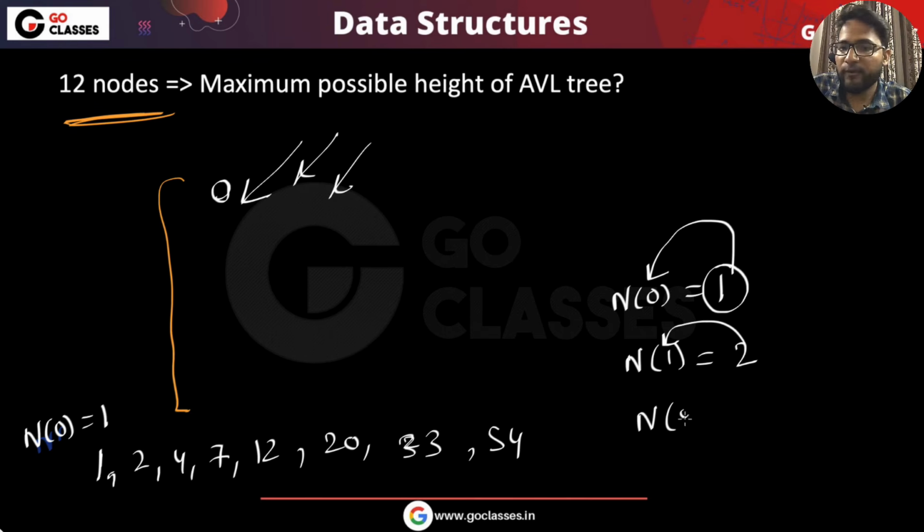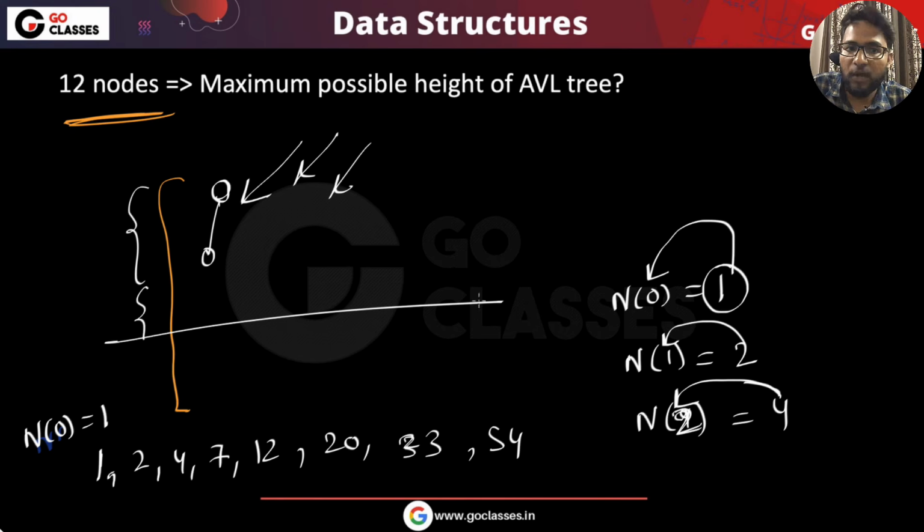Okay, if you have 2 nodes, then the maximum height... sorry, if you have 4 nodes, then maximum of 2 height you can get. If you have 12 nodes, let me keep on filling. If you just throw one node, you will be getting this height. If you throw 2 nodes, you will be getting height of 1. If you throw 4 nodes, you will be getting height of 2.